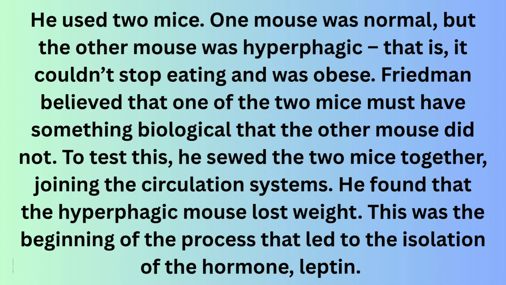He used 2 mice. One mouse was normal, but the other mouse was hyperphagic. That is, it couldn't stop eating and was obese. Friedman believed that one of the 2 mice must have something biological that the other mouse did not. To test this, he sewed the 2 mice together, joining the circulation systems. He found that the hyperphagic mouse lost weight. This was the beginning of the process that led to the isolation of the hormone leptin.